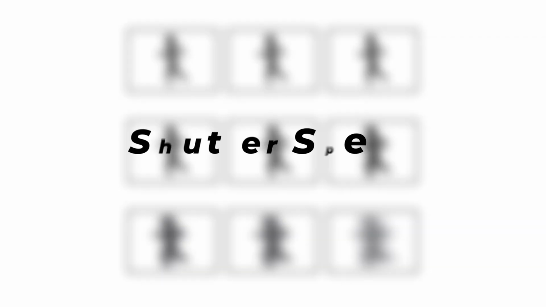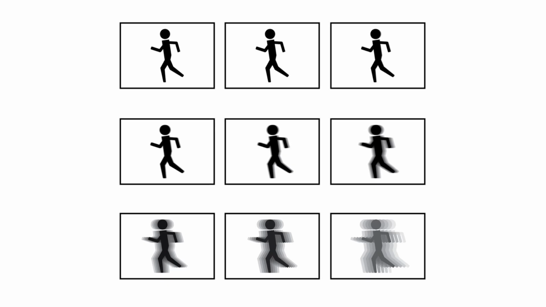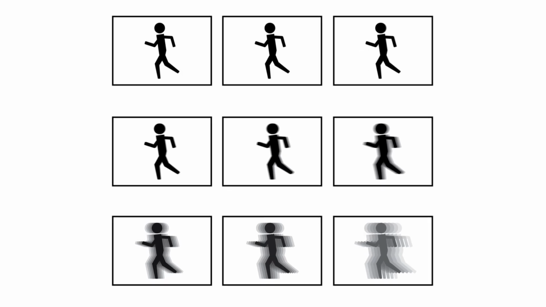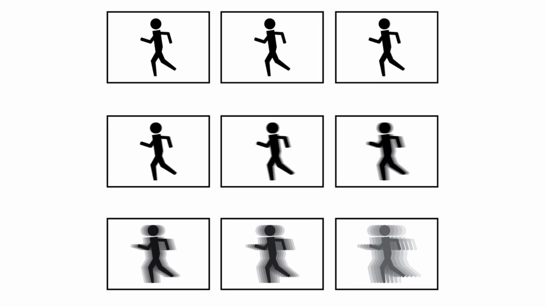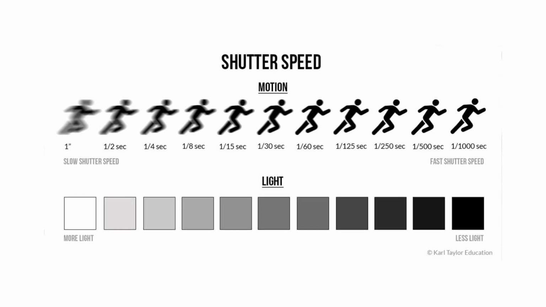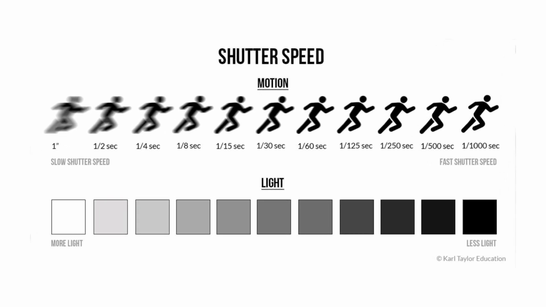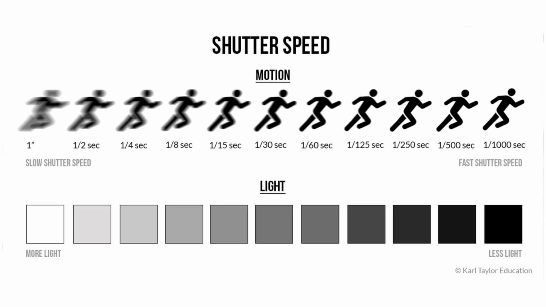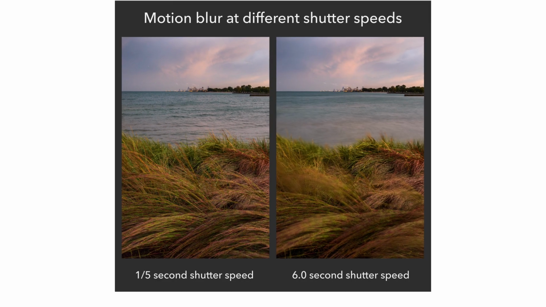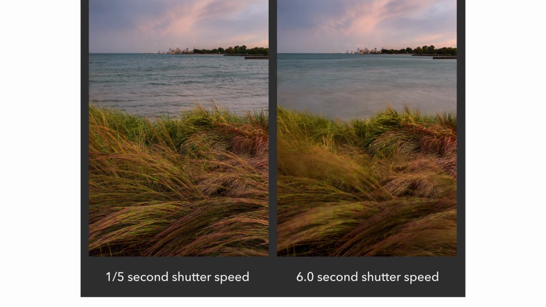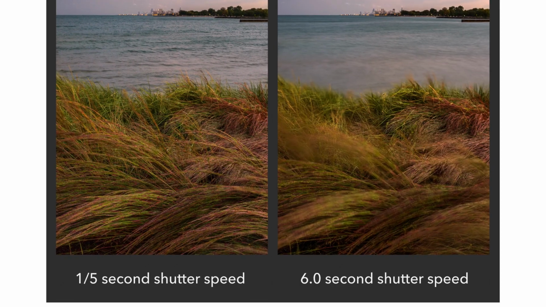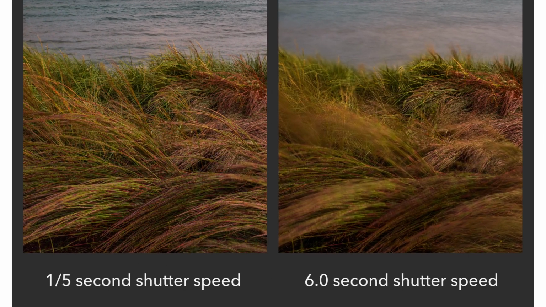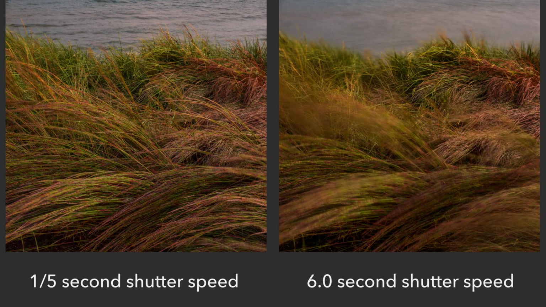Next, shutter speed determines how long the camera's shutter remains open, controlling motion in your images. A fast shutter speed freezes action, great for capturing fast-moving subjects or sports, ensuring sharpness. On the other hand, a slower shutter speed allows more light and introduces motion blur, which can convey a sense of movement or create artistic effects.